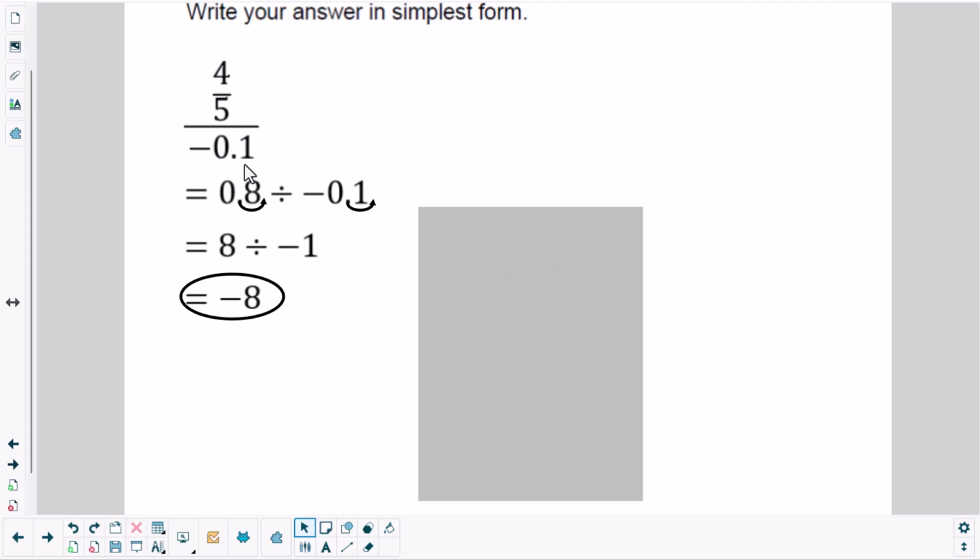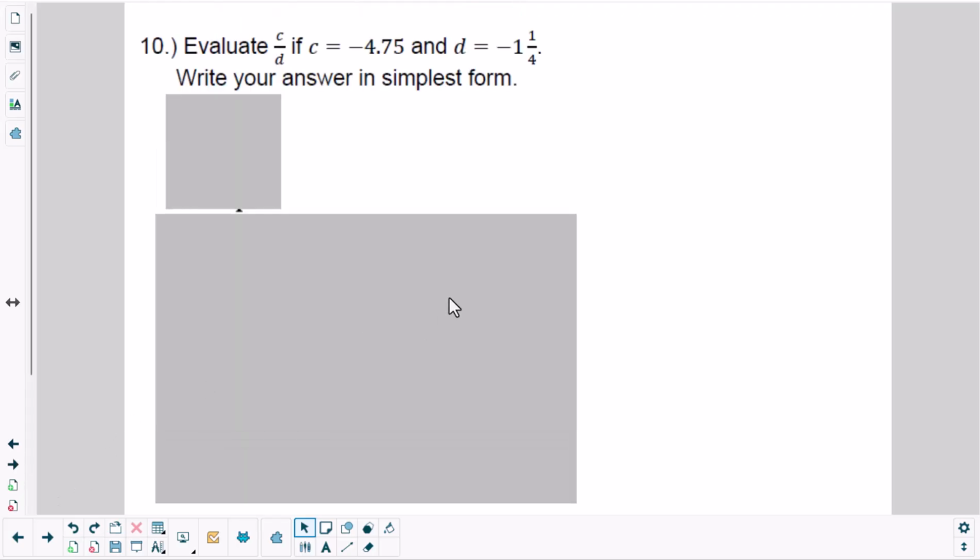Now again, you could make negative 0.1 into negative 1/10. You would then have 4/5 divided by negative 1/10, which would be 4/5 times negative 10 over 1. You'd end up getting 40 over 5, which is still going to be 8 for our solution. So you can treat them as fractions, as decimals, whichever is going to be easier.